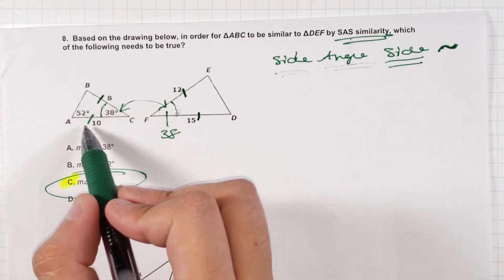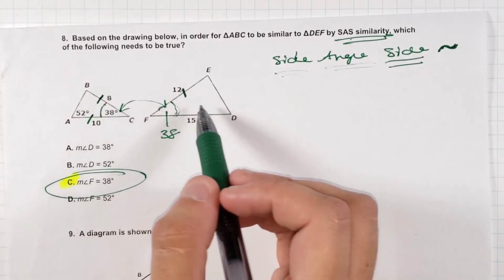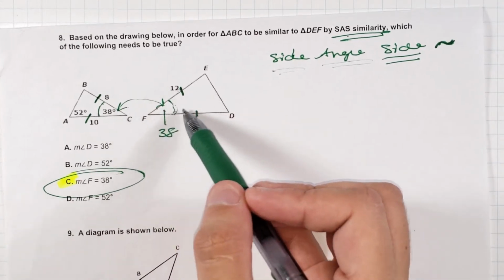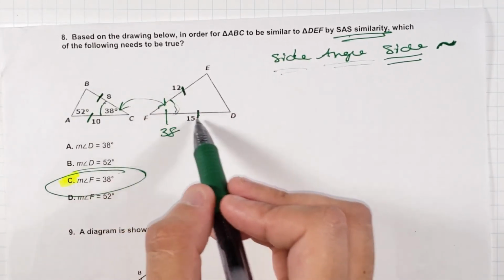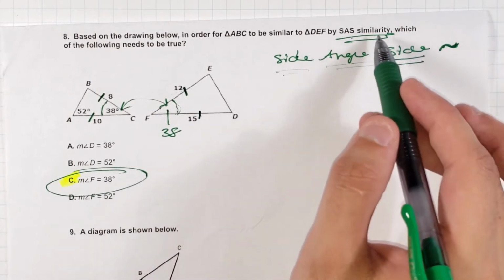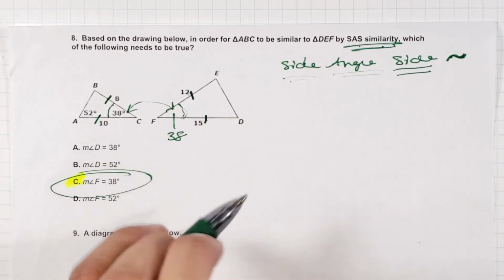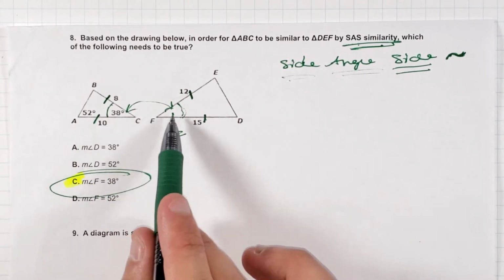It has to flow in that order, okay. In this case, it went the opposite way, but it was consistent, right? Side angle side, side angle side. All right. That's pretty much it for this problem. All you had to know was side angle side similarity and how you have to be consistent with the way you move, and then you get 38 for this angle.